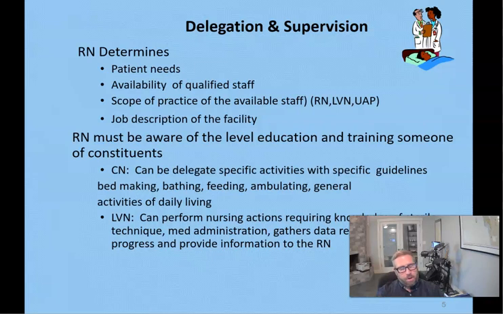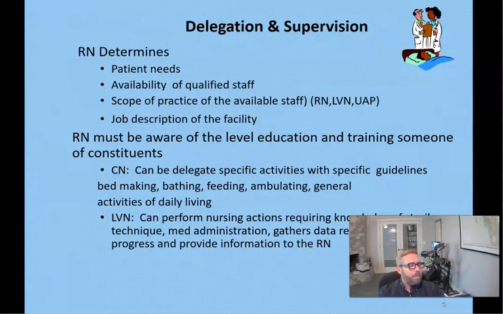So when you become a nurse, you will be delegating, you will be supervising the care of patients and the completion of tasks. So the RN determines what the patient's needs are, and then you're going to determine what the availability of qualified staff are in your area. You verify, of course, that whatever you're delegating is appropriate for the scope of practice for that licensed or unlicensed personnel. And then, of course, the job description or local policies in the facility that may dictate that as well. You take all of that into account when you make your decisions.